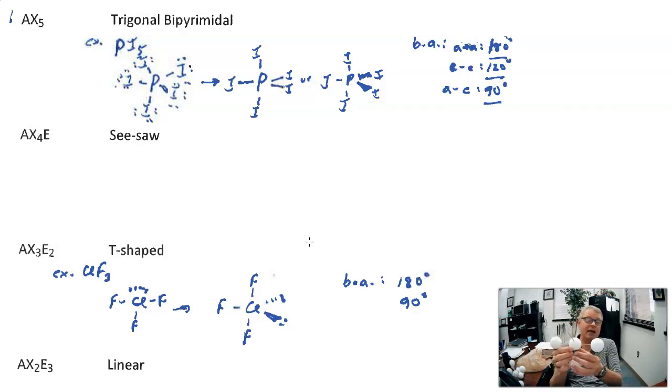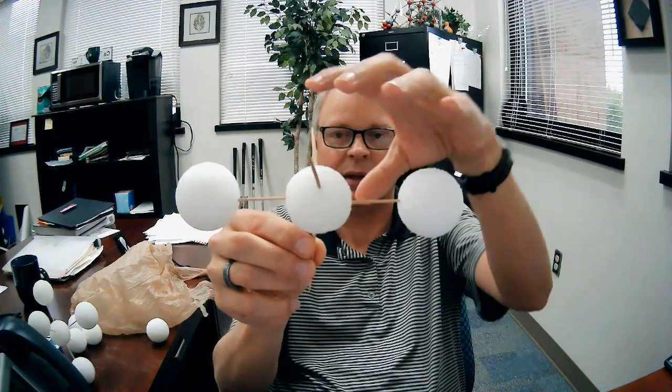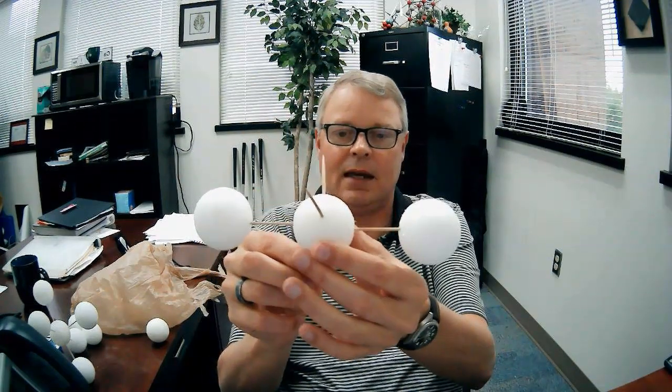If you had an AX2E3, by the way, take off your other equatorial, and you're back to linear, just like an AX2. See? And the reason this is linear is because I have these three pairs of electrons here around the center. These three pairs here are forcing this atom that way, and they're forcing this atom that way. So it's just like an AX2. You're back to linear. Of course, your bond angle is 180.